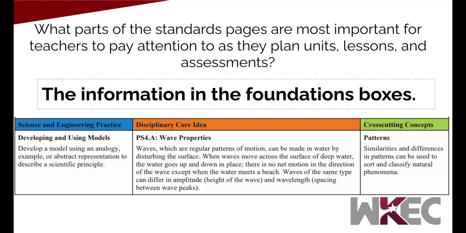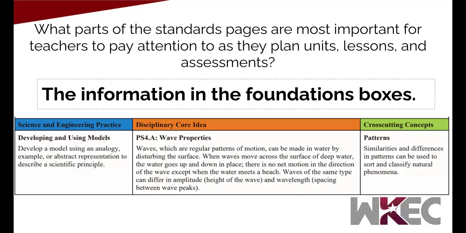Well, I would argue that the information in these foundation boxes, the colored columns on your standards pages, is where you're going to get the best information to plan those lessons. Because if you look, the disciplinary core idea tells you what big ideas in science students need to put together. What do they need to figure out about that? In this particular one, it's about waves. And it very clearly tells you with wave properties what it is they need to experience. What is it they need to be able to explain?